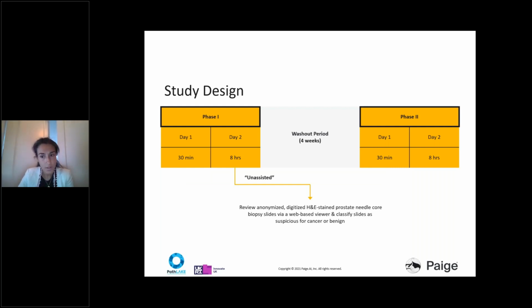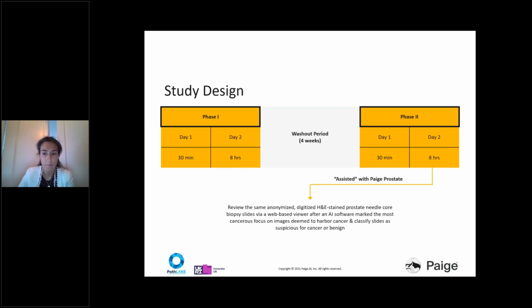In phase 1 of the study, day 2 consisted of an 8-hour period where participants reviewed a set of digitized H&E stained prostate needle core biopsy slides. And they were tasked with classifying the slides as suspicious for cancer or benign. This was called the unassisted phase.